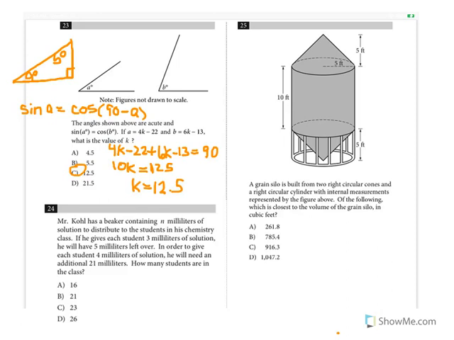Mr. Cole has a beaker containing N milliliters of solution to distribute to the students in his chemistry class. If he gives each student 3 milliliters of solution, he will have 5 milliliters left over. In order to give each student 4 milliliters of solution, he will need an additional 21 milliliters. How many students are in the class? This one is just general thinking, working our way through algebraically and mathematically. So he has N milliliters in that solution.